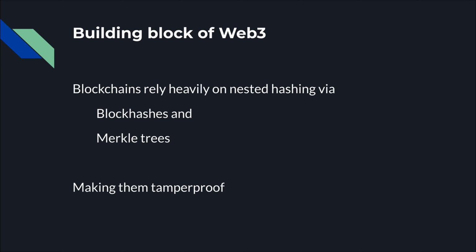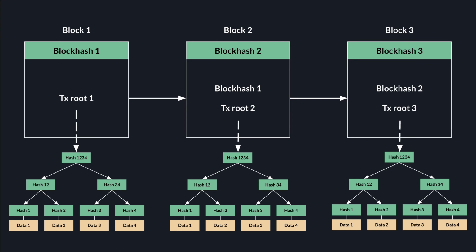Because of the way block hashes and Merkle trees work, blockchains heavily rely on nested hashing. This makes blockchains tamper proof. If you change any single transaction, every hash leading up to the root of the Merkle tree also changes, and this Merkle tree root is also a part of the block data along with the hash of the previous block. So the hash of that block also changes, and because of that, the hash of the next block will also change because it depends on the current block hash.